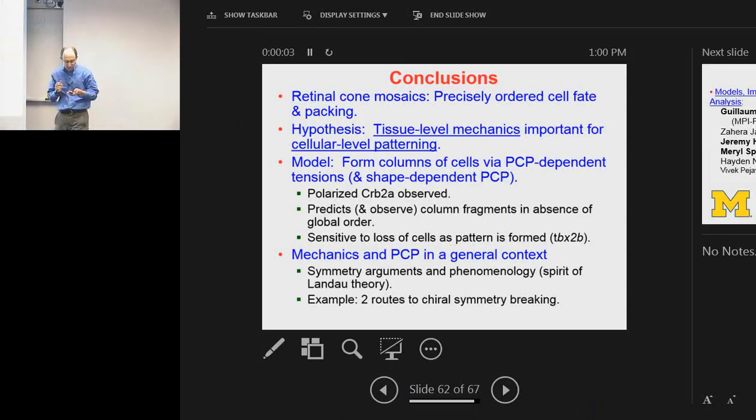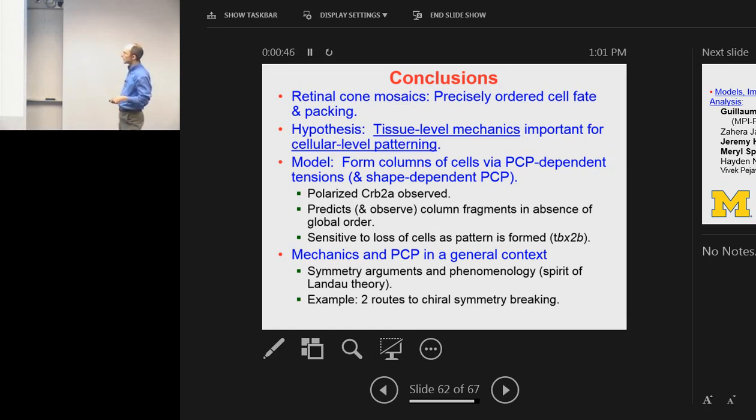Right. So what have I told you about? I told you a story about retinal cone mosaics and this remarkable fact that they have this crystalline ordering of cells. And I've told you that we have this idea that tissue-level mechanics might be driving this cellular-level regular ordering. I've told you a lot about how we build models, including planar cell polarity and the general class of vertex models, and shown you some experimental tests that are not slam dunk, but are at least consistent with our story, including the fact there's very clearly a directionality to the interactions and a preference for making column fragments in even the absence of global order, and also the loss of ligament in elderly fish.